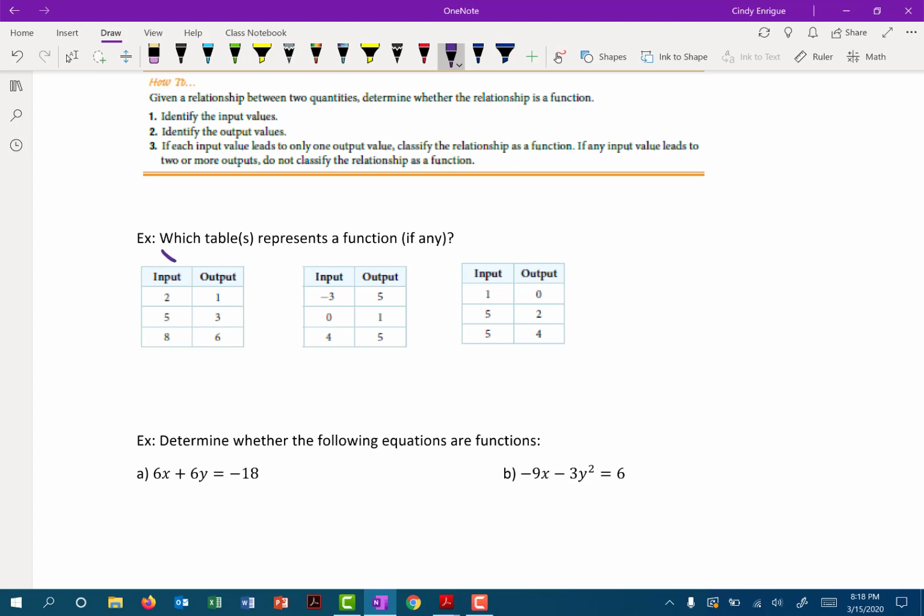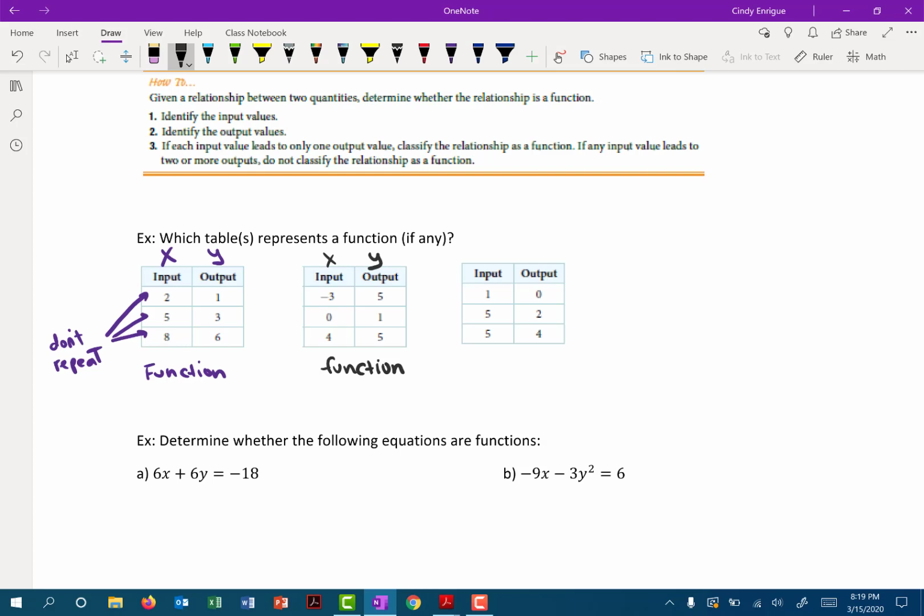Well, the input, which is the x value, and the output, which is the y value, we are going to be specifically looking at the x value. We want to make sure that these don't repeat, and they don't. And because they don't repeat, that means that this table is definitely going to represent a function. Now, for the next one, we look at our input. Looking at our input, again, we see that nothing repeats, therefore this is a function.